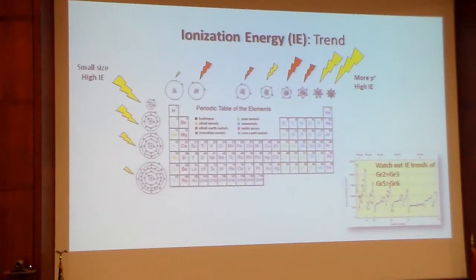I'm not talking about that today. Half-filled and full-filled electron configuration, go to the text. But be careful when you do the trend. Group 2 is higher than group 3. Group 5 is higher than group 6. Everything else is the same, but be careful with groups 2, 3, 5, and 6.